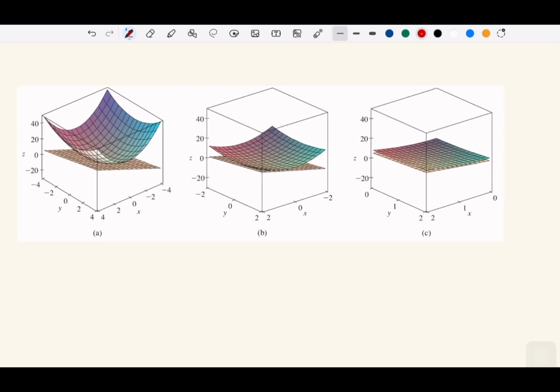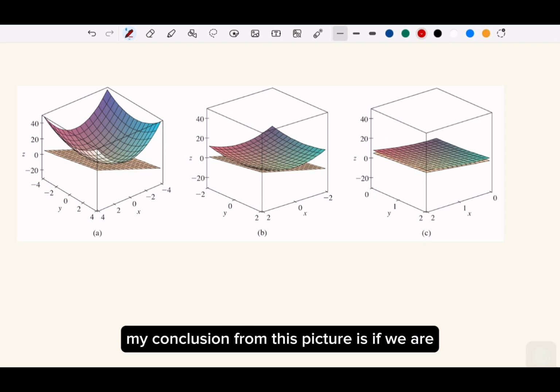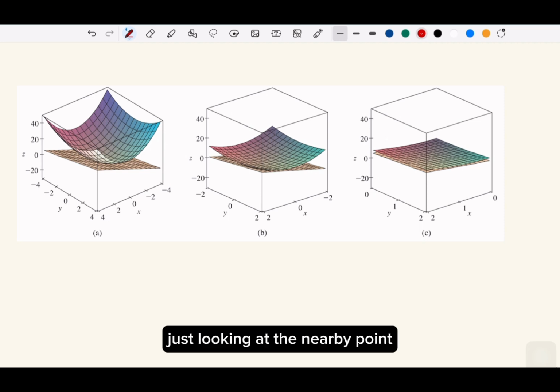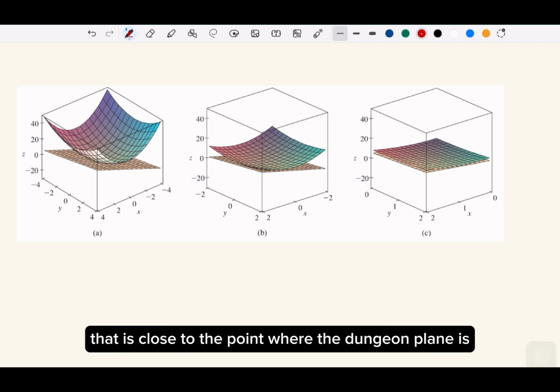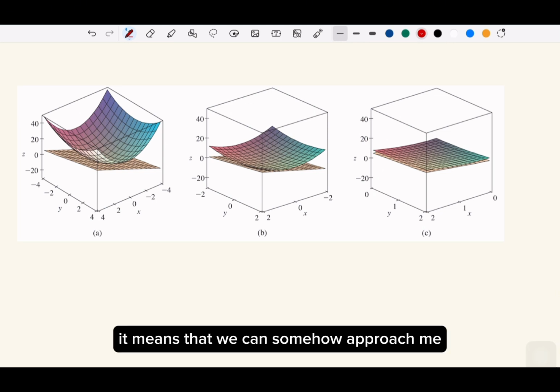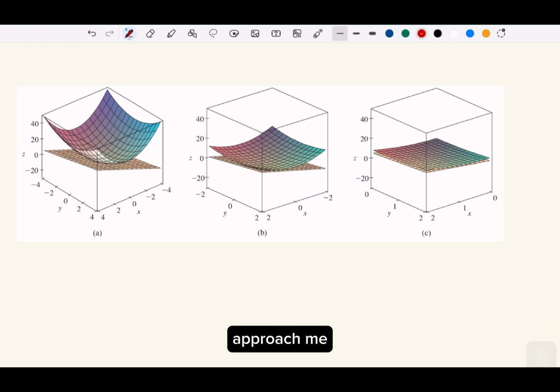So my conclusion from this picture is, if we are just looking at the nearby points that are close to the point where the tangent plane is, it means that we can somehow approximate. So we could approximate the point nearby.